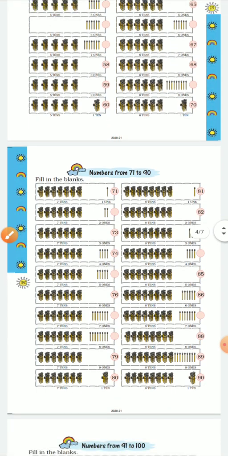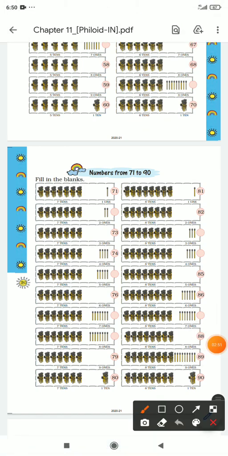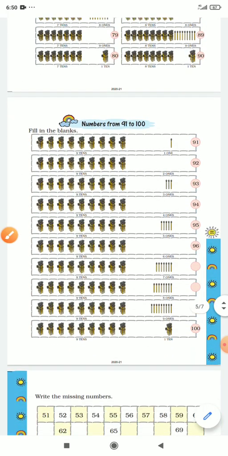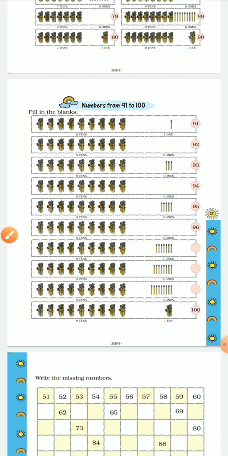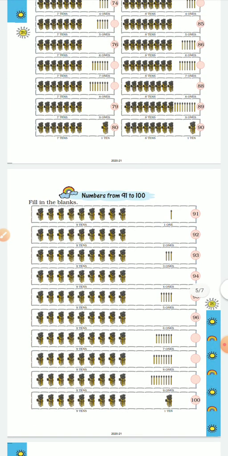Now that is numbers from 71 to 90. Here also bunches are given, and we only have to make the single matchsticks. Suppose in 73 there is no matchstick, so we have to make 1, 2, 3 matchsticks. So 7 bundles plus 3 matchsticks goes to 73. Okay. You have to complete up to page number 121. Here we have done counting from 91 to 100.